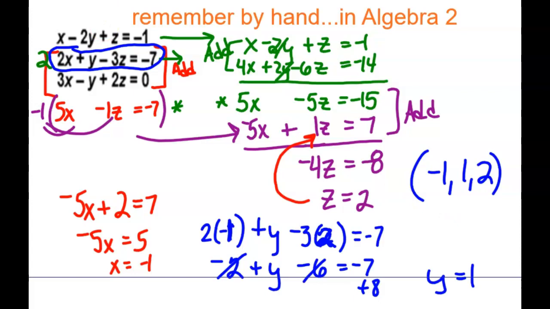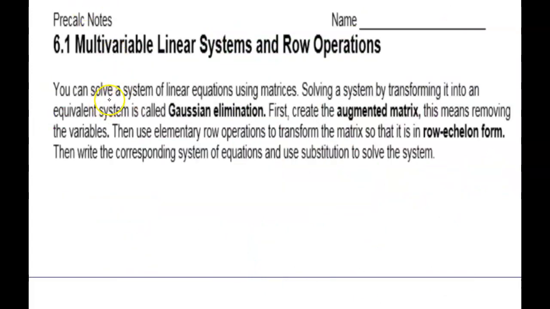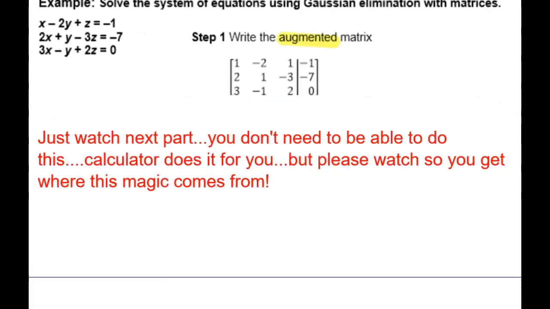Okay, not so fun. Now, you can solve a system of linear equations by using matrices, and I'm going to show you how to do that. Solving a system by transforming it into an equivalent system is called Gauss-Jordan, I've seen it called, elimination. First, we create the augmented matrix. This is what we practiced yesterday. This means removing the variables. Then we use what are called elementary row operations to transform the matrix so that it is in row echelon form. And then we write the corresponding system of equations using substitution to solve the system. Okay, so I'm going to show you how this works.